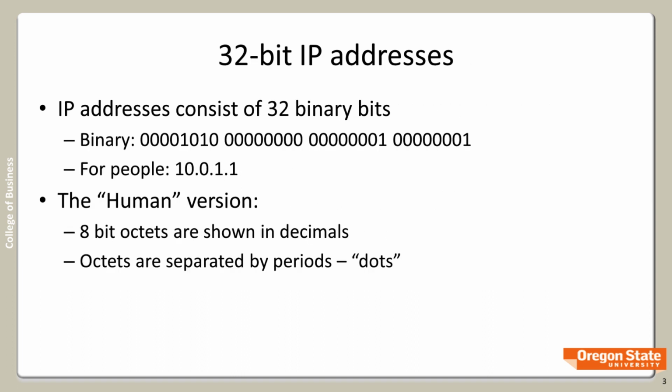IP addresses consist of 32 binary bits. We call each grouping of 8 bits an octet or byte. Binary values are usually displayed as 4 decimal numbers separated by dots. Each number represents one of the 8-bit octets. So, values range from 0 to 255, and the numbers between the dots in an IP address are never greater than 255. The binary address shown here would be an IP address. People would say 10.0.1.1. The human version is used when we configure network devices.